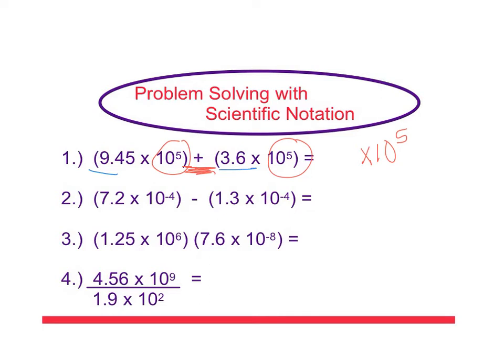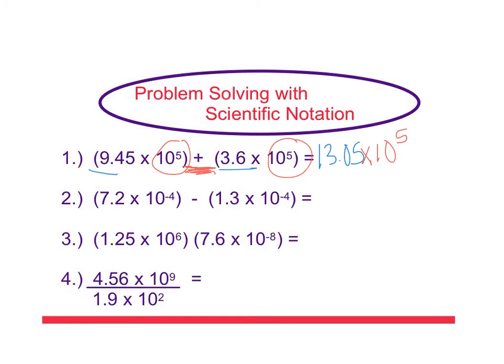So we're going to grab our calculator and add 9.45 plus 3.6, and we get an answer of 13.05. So right now our answer is 13.05 times 10 to the 5th power. Now let's consider that answer. Is that written in scientific notation? No, 13 is too large, so we're going to have to go one more step.